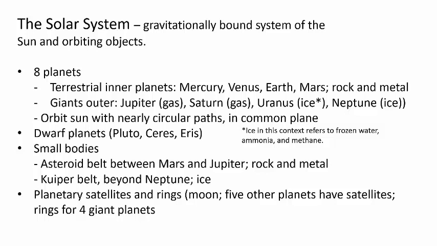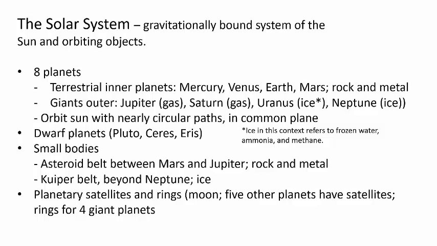Now, there are 8 planets. There are 4 terrestrial inner planets, Mercury, Venus, Earth, Mars, made primarily of rock and metal, and 4 giant outer planets, sometimes called the gas giant planets, Jupiter and Saturn, which are definitely made primarily of gas, but also Uranus and Neptune, which we sometimes call ice planets. Now, when we say ice, that really means frozen water and also other gases that are frozen, such as ammonia and methane, because it gets cold out there.